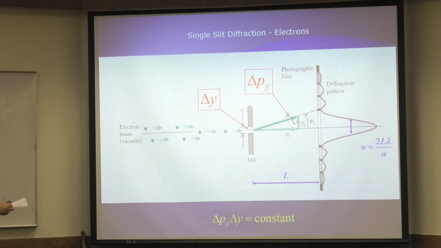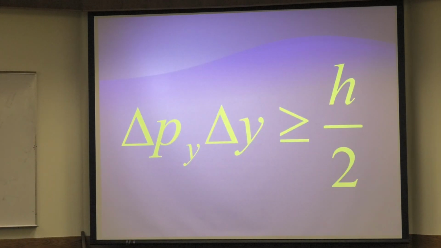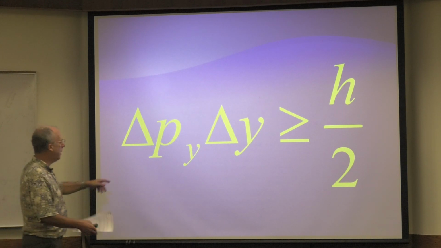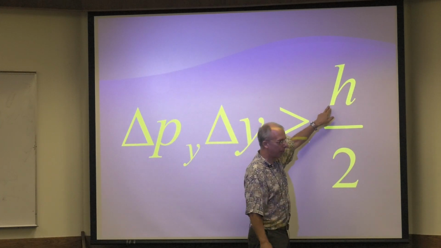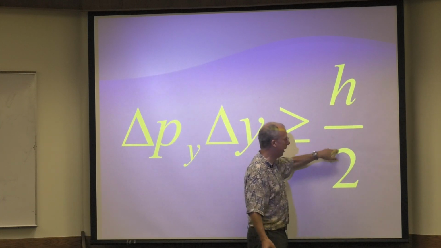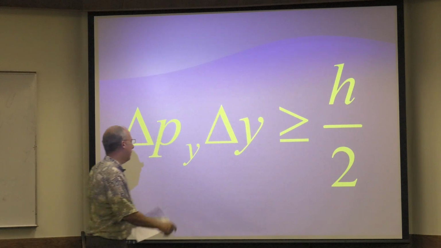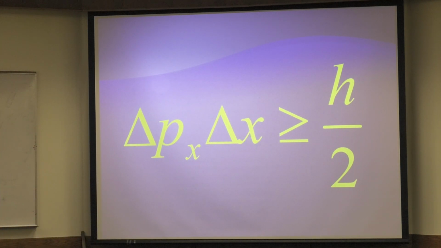Now, if you do the exact derivation, this is what you get. Delta py times delta y is greater than or equal to h, Planck's constant, divided by 2. And you know, there's nothing special with x's and y's, so you can say that as well. It doesn't really matter.